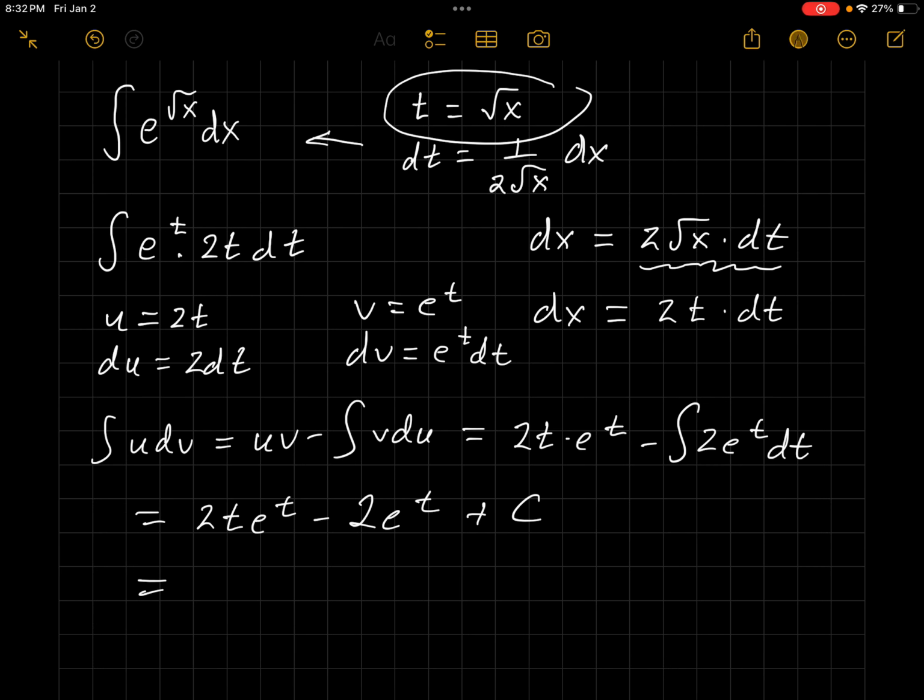But I started the problem with x's, so let's end with x's by back substituting. I'll put root x for every t, so I get 2 root x times e to the root x minus 2e to the root x plus c, and that's our answer.